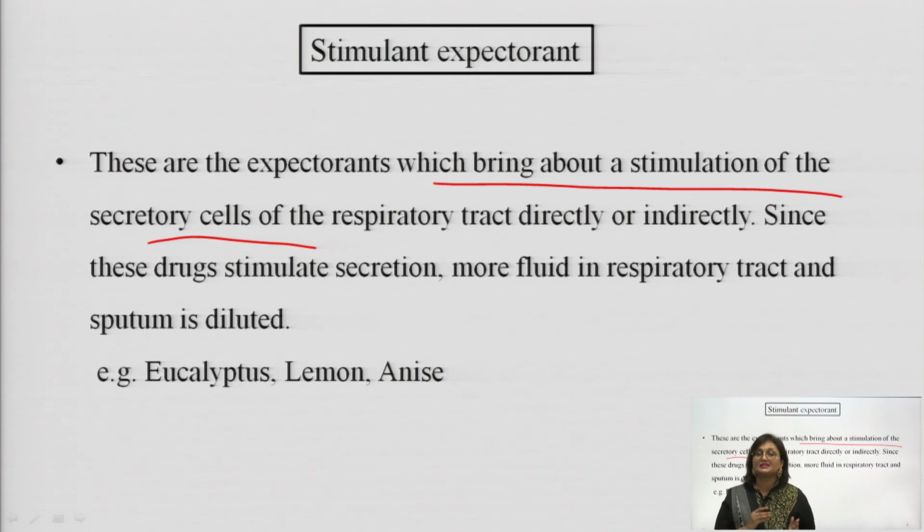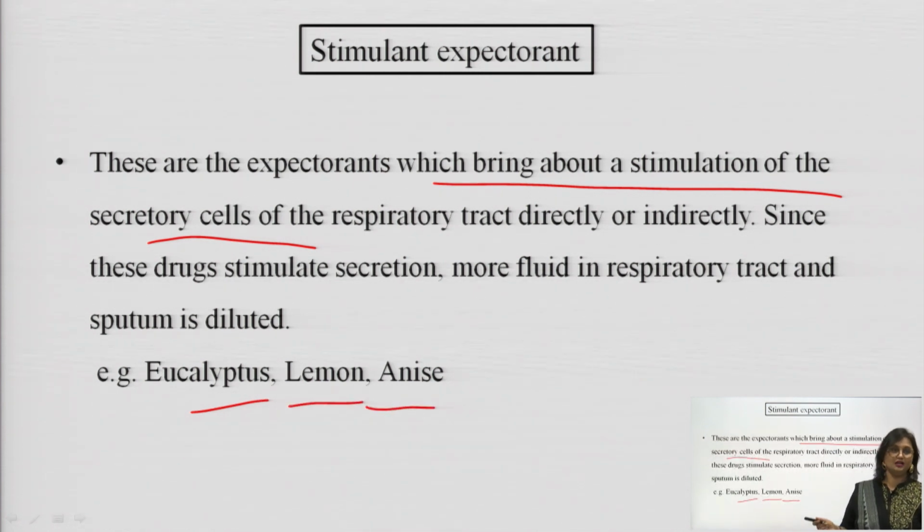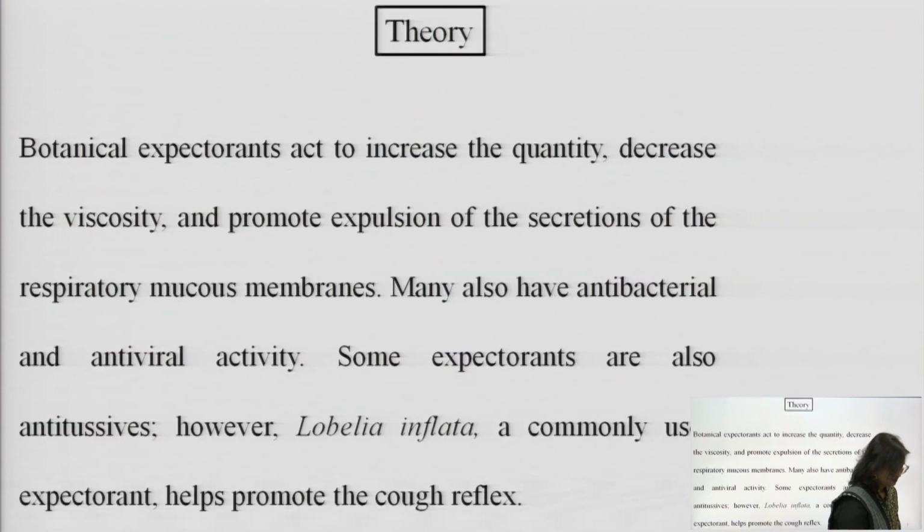So, what happens in this case is, the mucus which is released out, first of all its fluidity is increased, plus the volume of the mucus which is being excreted out is also increased. The secretion of more fluid occurs in the case of ingesting stimulant expectorants. Clear, all of you? Now the examples of stimulant expectorants are eucalyptus, lemon and anise. These are natural stimulant expectorants. Eucalyptus, lemon and anise.